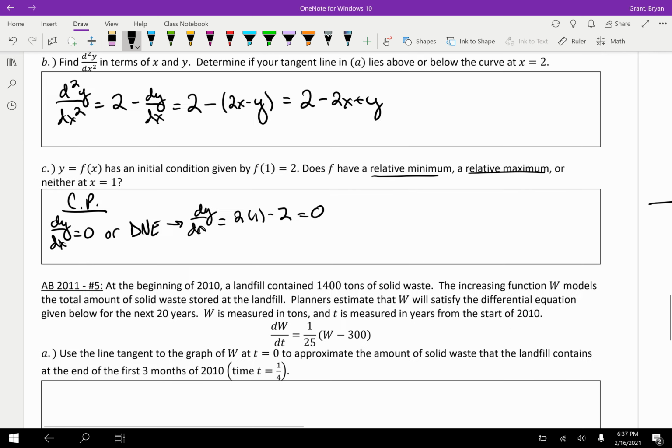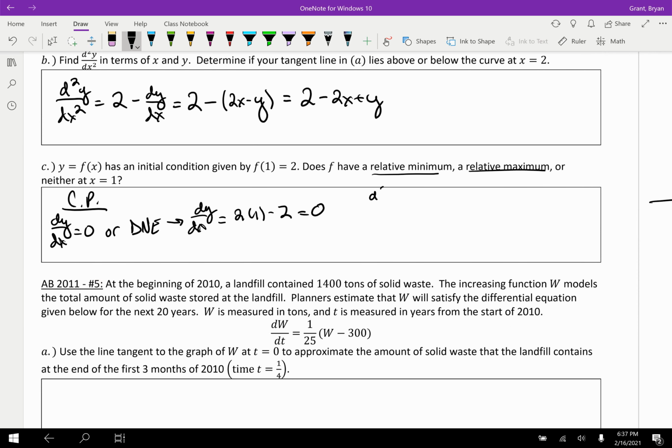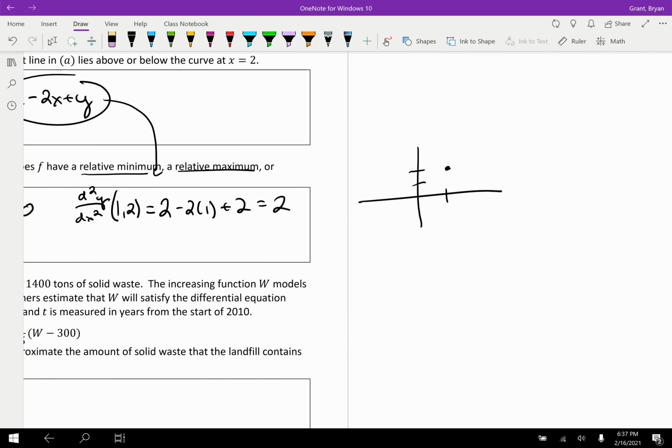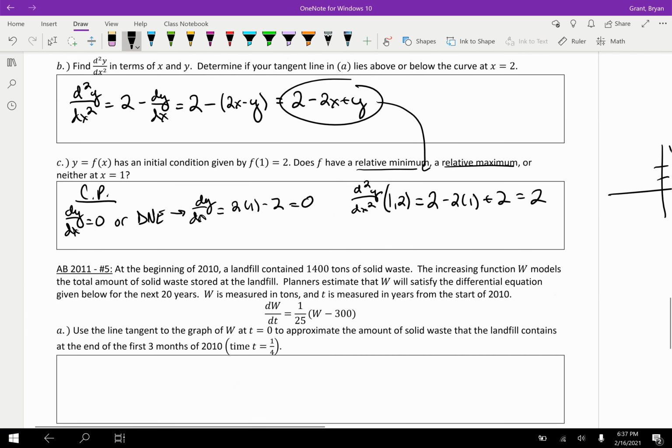So let's go ahead and find the second derivative evaluated at the point (1, 2). We're using this guy, 2 minus 2 times 1 plus 2. Okay, 2 minus 2 is 0, plus 2 is 2. We have a positive second derivative. What does that mean about the critical point? Well, it means at the time the graph meets the critical point, it is concave up, right? Has to be concave up there. And if you're concave up at a critical point, that critical point has to be a relative min.